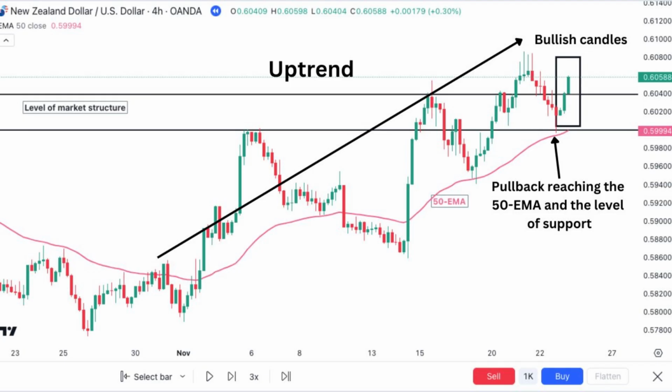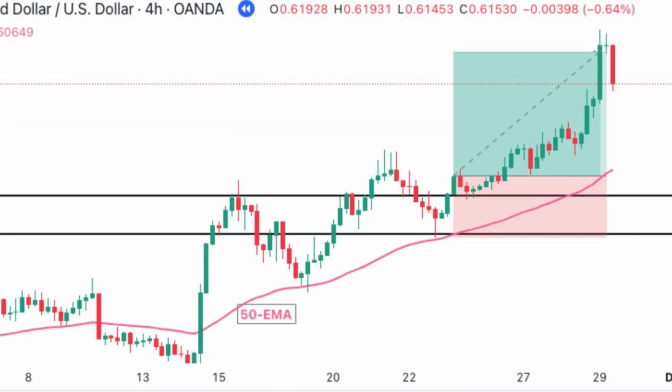So the trade here shows a confirmed uptrend, a pullback reaching the 50 EMA and a level of structure, and the second bullish candle closing above the red candle's high. And this setup provided a high probability trade which hit the target at a 2-to-1 risk-reward ratio. I want to show you another example.